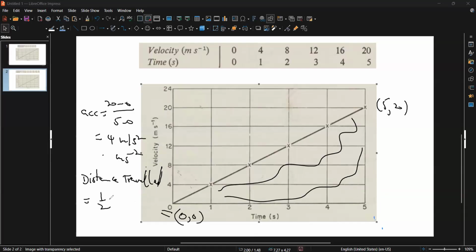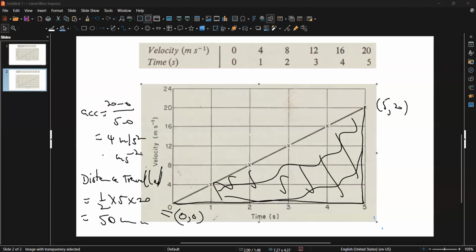Half of the base, which is 5, times, what is it, 20, right? Half of 20 is 10, 10 times 5 is 50 meters. Right, so that's this area under here. It's a triangle, right? This area here. Not very difficult, right? So from the velocity time graph, we can get the acceleration and we can get the distance traveled.